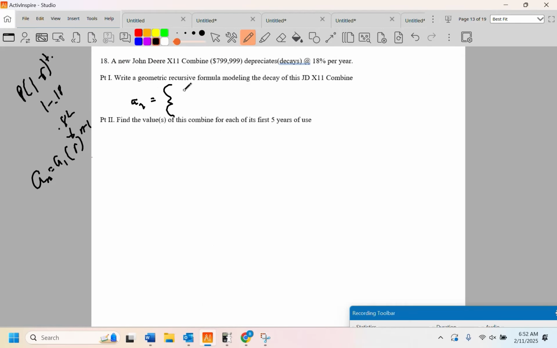The recursive formula says you get to be the first term if n is 1, and you get to be the ratio, which is 0.82, times the previous term if n is bigger than 1. Part 2, find the value of this combine for each of its 5 years. So in the first year, it's going to be $799,999. That's not exactly correct, but whatever. It's just a math problem.